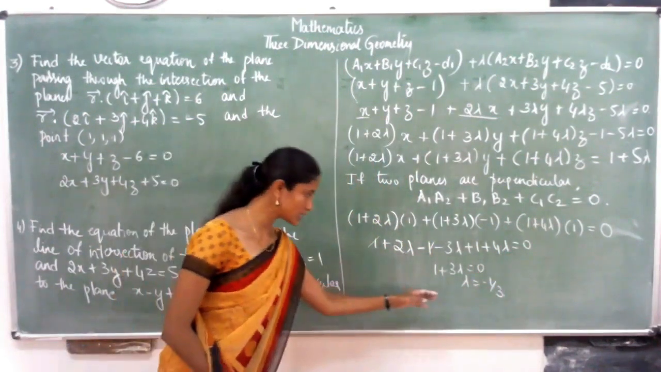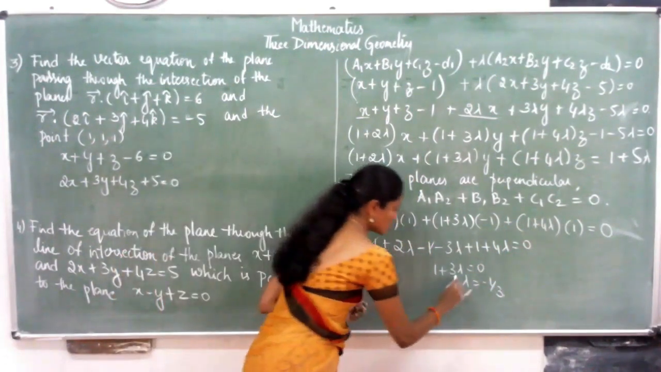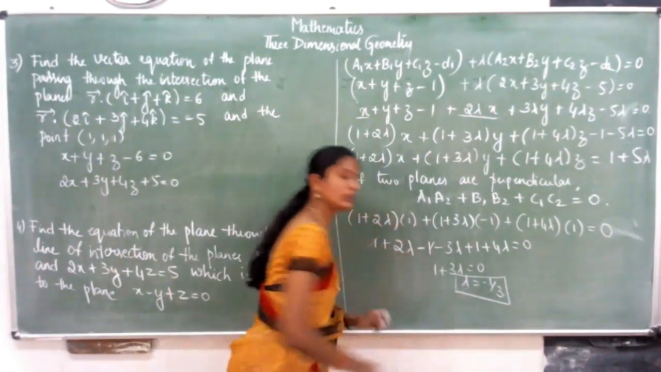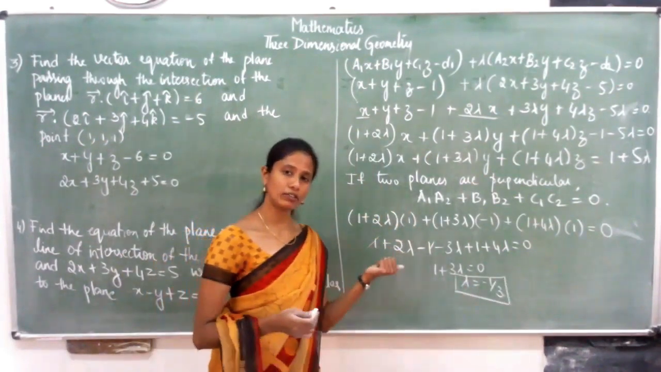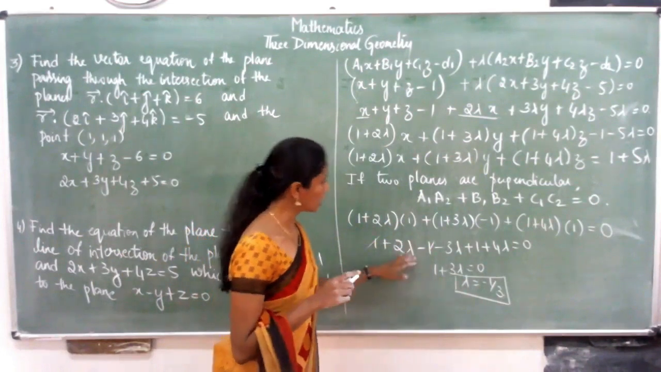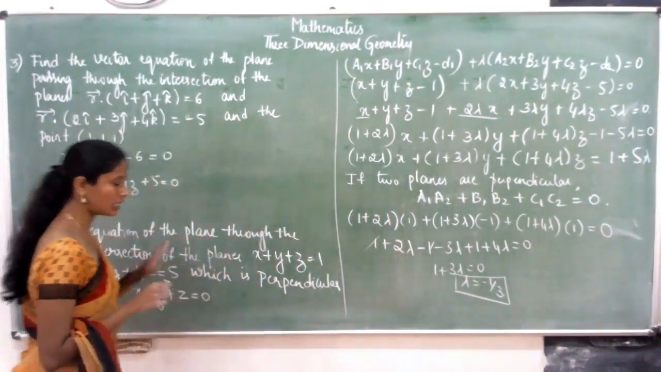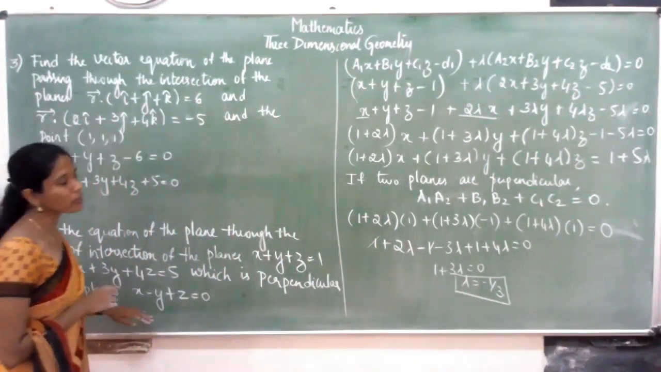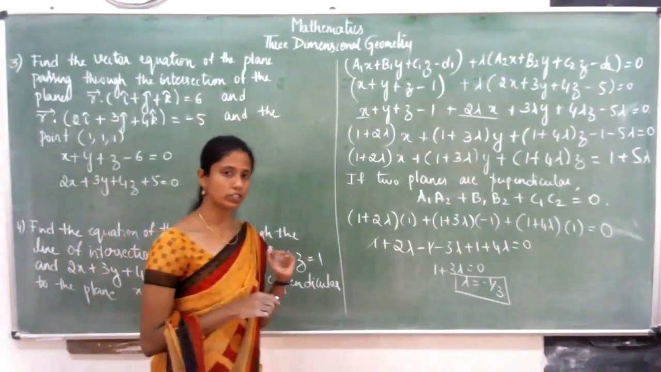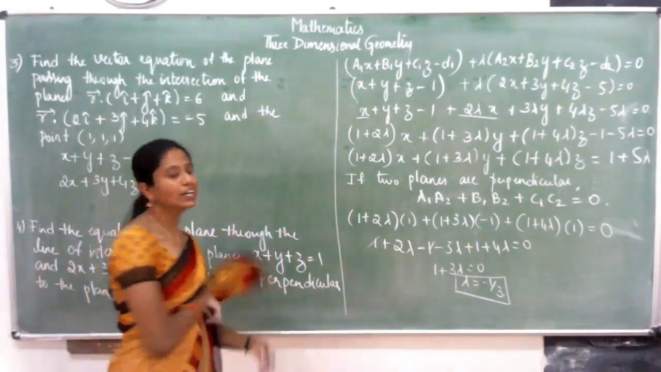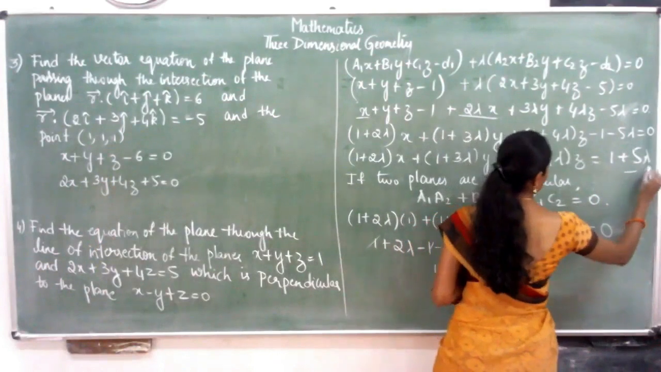Now substituting this lambda value, in the same way as before, we were able to find the value of lambda using the points. Here now we are able to find the lambda value using the given data. So after finding the lambda value, what we should do? We should substitute back in the equation. So this is our equation 1.